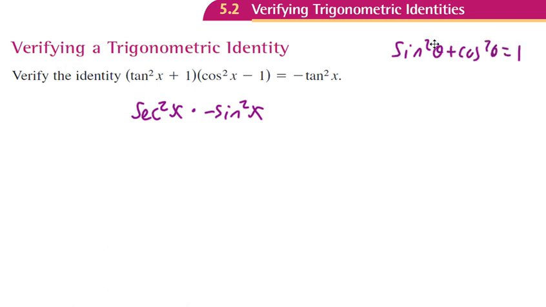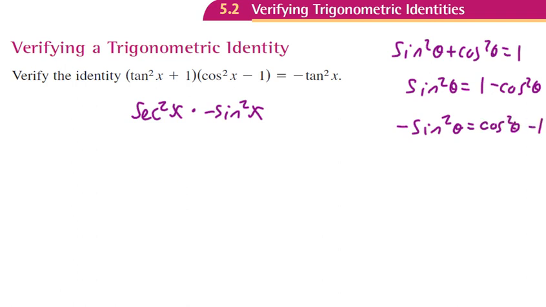So we have sine squared plus cosine squared equals 1, right? Well, let's move the cosine to the right. So we get sine squared of theta equals 1 minus cosine squared of theta. Now watch this. Change all the signs, which is basically just multiplying both sides by negative 1. So negative sine squared of theta equals, if I change this sign, it becomes a positive cosine, and if I change this sign, it becomes a negative.